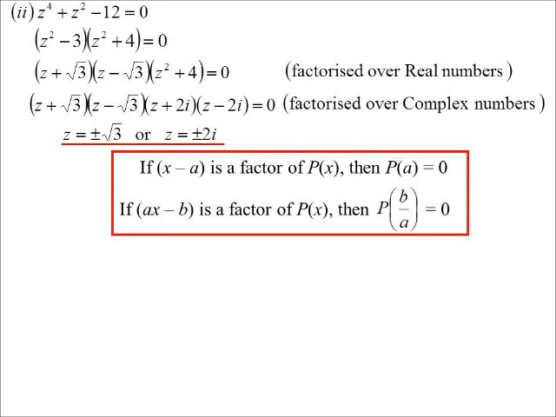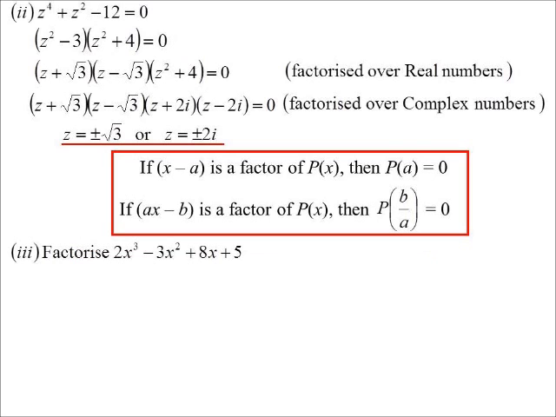Remember our factor theorem. If x minus a is a factor of a polynomial, then we know we can substitute a in and the answer should be 0. Because if it's a factor, it gives us a remainder of 0. And if it wasn't monic, so I've got ax minus b, then I sub in b over a, so b over the coefficient of x.